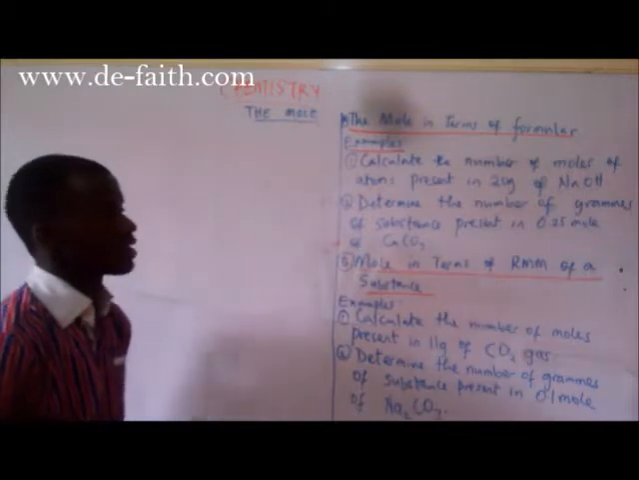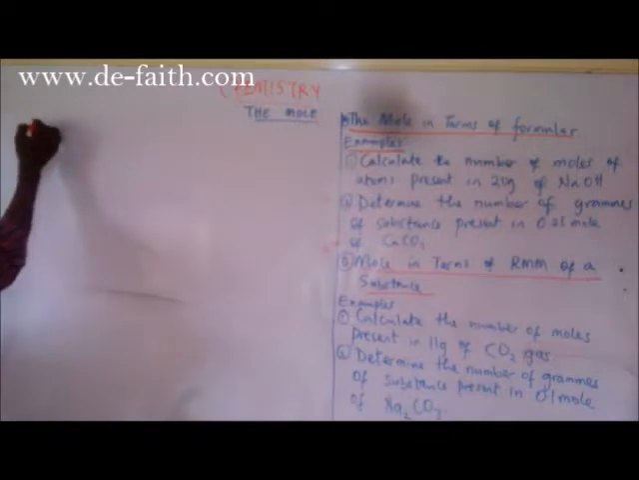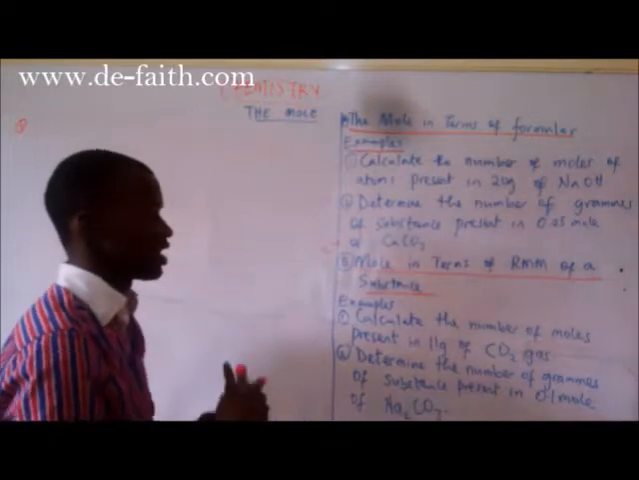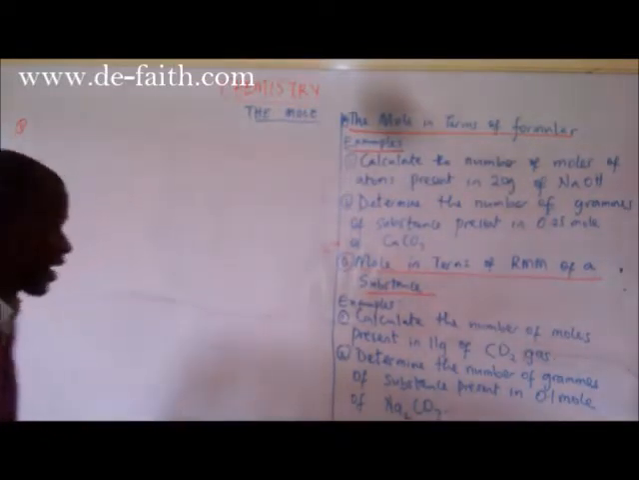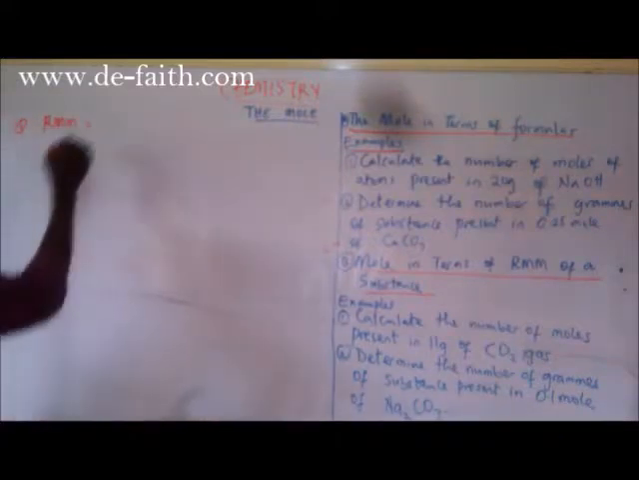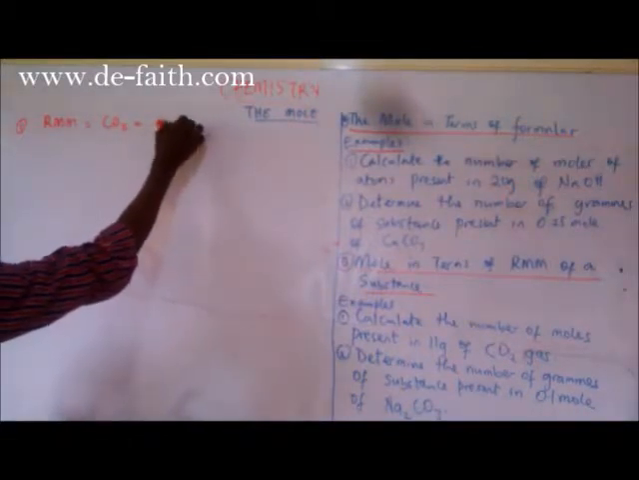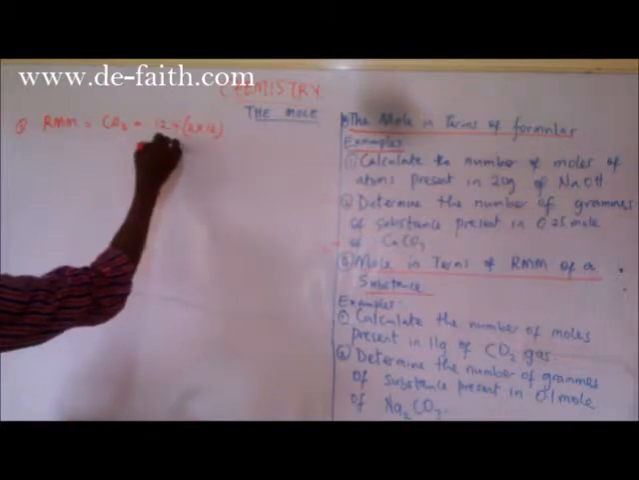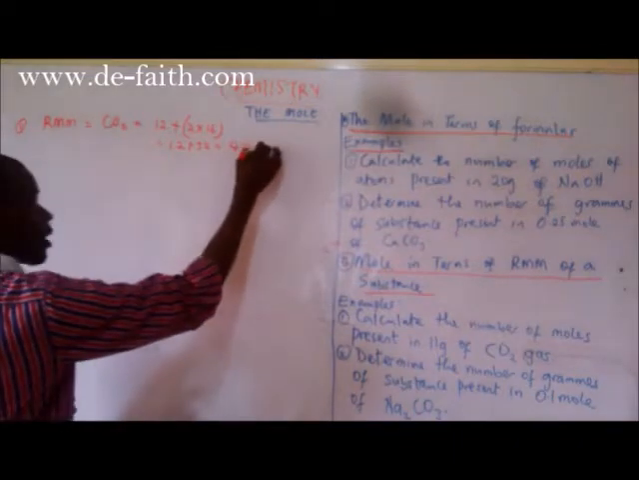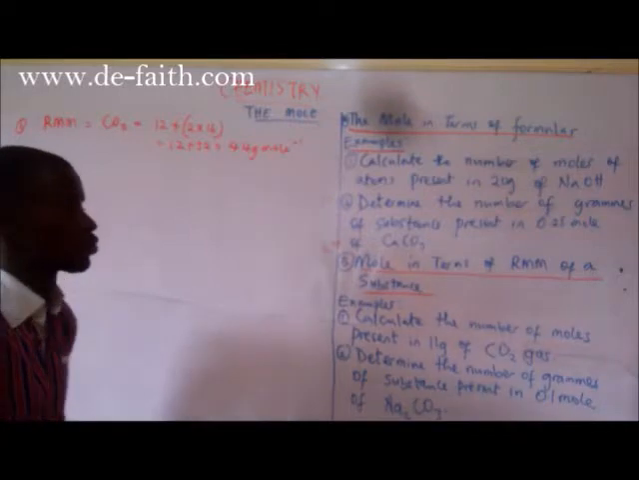Now, looking at the mole in terms of relative molecular mass of a substance, we are going to relate the relative molecular mass with the mole of a substance. So let's consider the first example here. It says that we should calculate the number of moles present in 11 grams of carbon(IV) oxide gas. So we'll calculate the relative molecular mass of CO2. Carbon has 12 grams, oxygen has 2 times 16, which is 12 plus 32, and that is 44 gram per mole. That is the relative molecular mass of CO2.